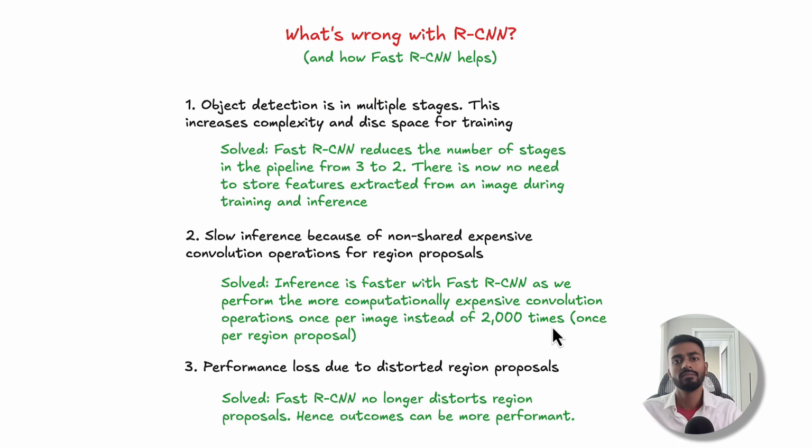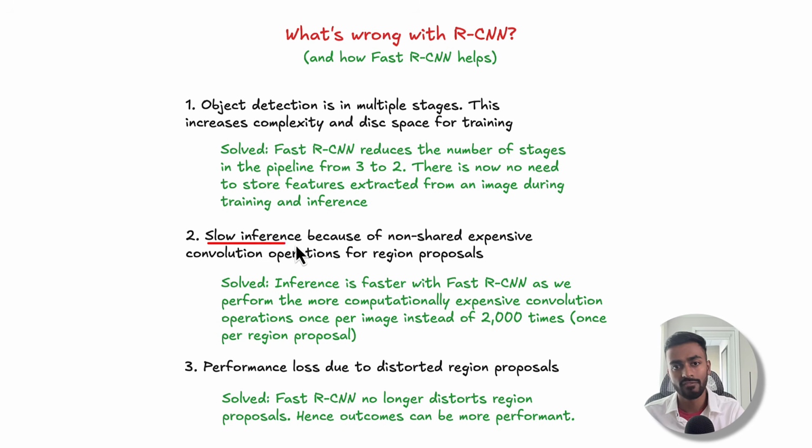Now, what was wrong with RCNN? I hope it's also clear how Fast RCNN can help. Before, we were complaining that object detection is a multi-stage process, which increases complexity, and also requires disk space to store those features for training. But now this is solved with Fast RCNN. We reduce the number of stages in the pipeline, and there is now no need to store the features that are extracted from an image during training and inference.